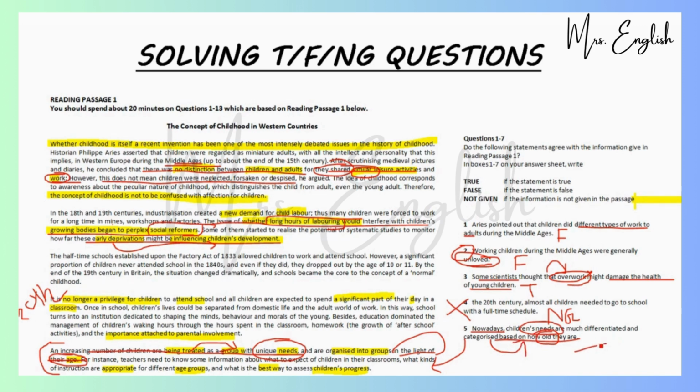For this reason, this statement is true. That's all for today's class. I hope you've been able to answer all of the questions and you've been able to understand the logic for the true, false, not given type of questions.